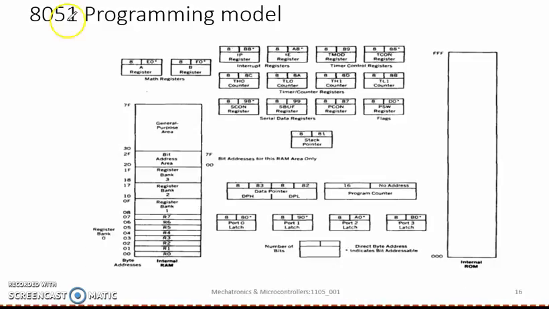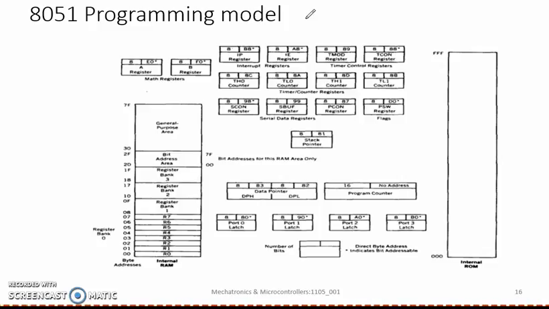This is the programming model of 8051. When we are telling programming model, it implies what are the registers and which are the memory locations available for the programmer for using it during programming. The programming model of 8051 is a collection of 8 and 16-bit registers and 8-bit memory locations. These registers and memory locations can be made to operate using the software instructions.